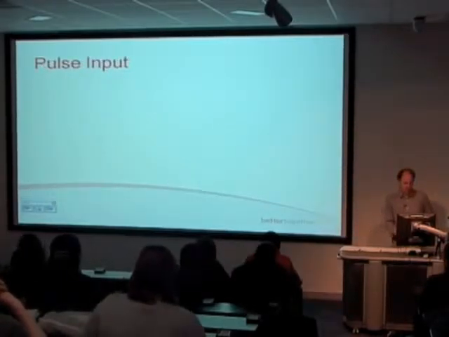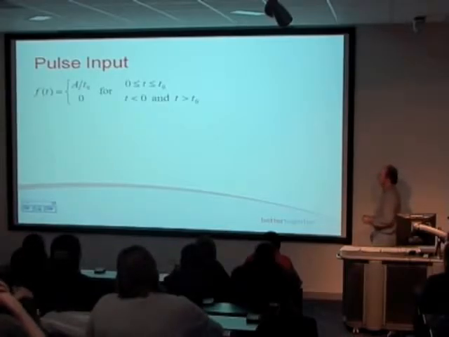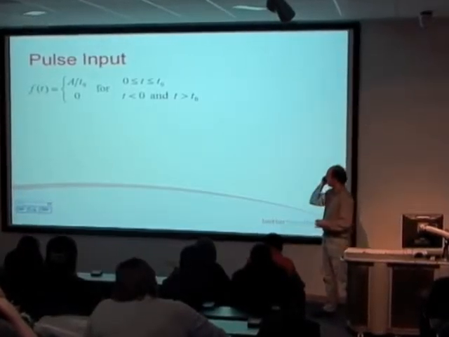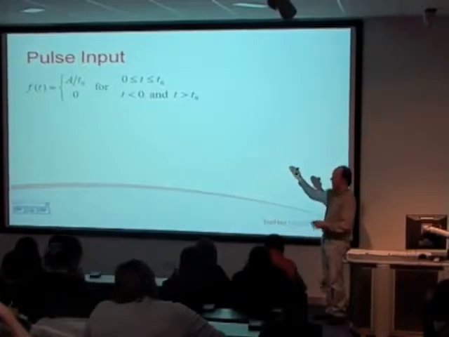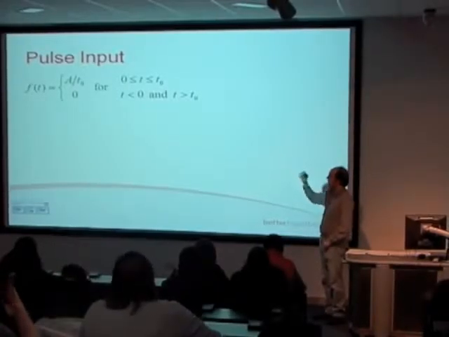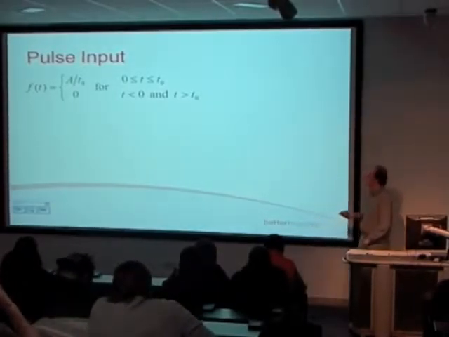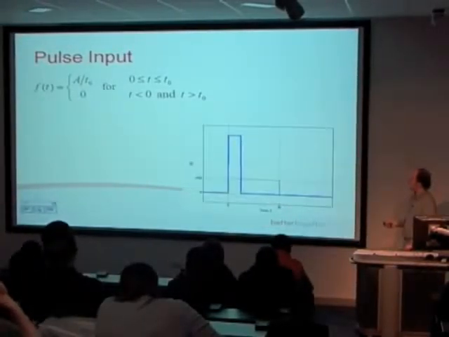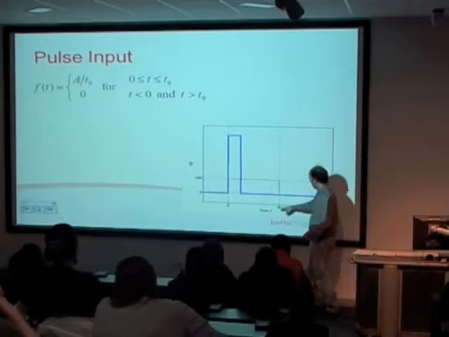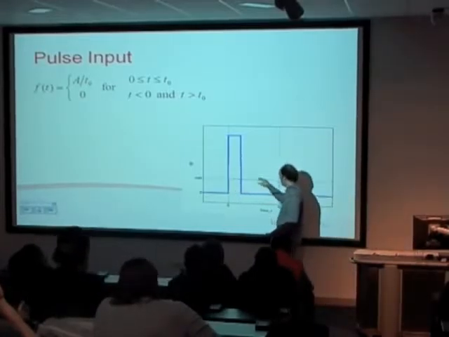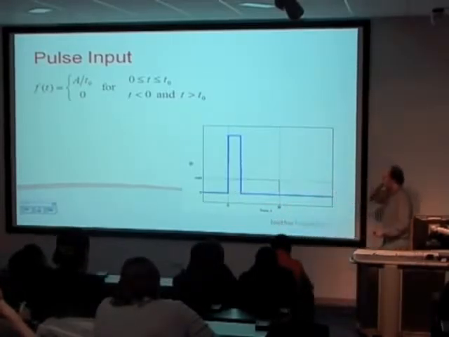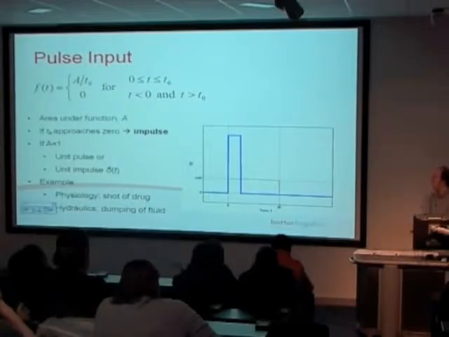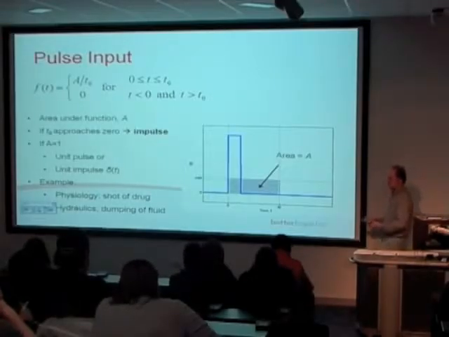A pulse input. Now, a pulse is where the function in terms of time is some value A upon t0, and that's between 0 and this t0 time. And so here I've got t0, and you can see this box here. And what happens is that that area is known as A.